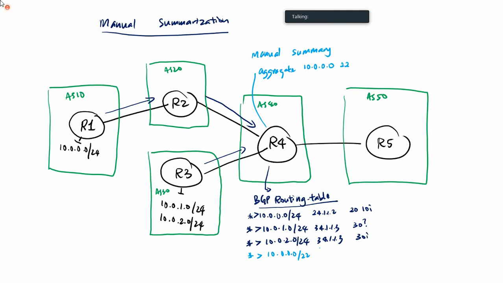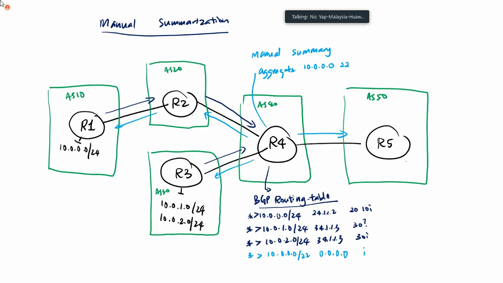When I do this keyword, I will just add it like this: 10.0.0.0/22. Who is the next hop? 0.0.0.0. Who is the origin? Myself, I. Okay, that is the information I will receive, and this information will be sent to router 5, sent to router 2, sent to router 3, and router 2 sends it back to router 1.